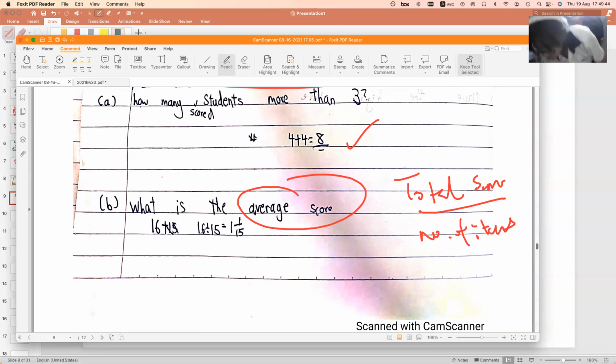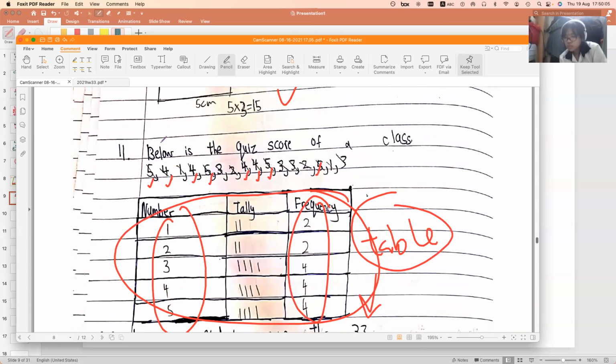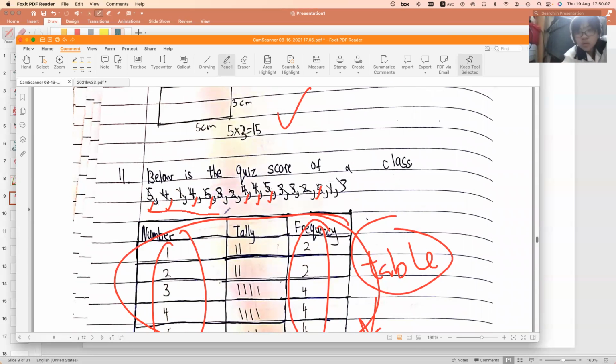Can I ask you, where do you get 16 from? From the table, is it? No, I got it from the one. Yeah. No, the one on top. So what's the total score?